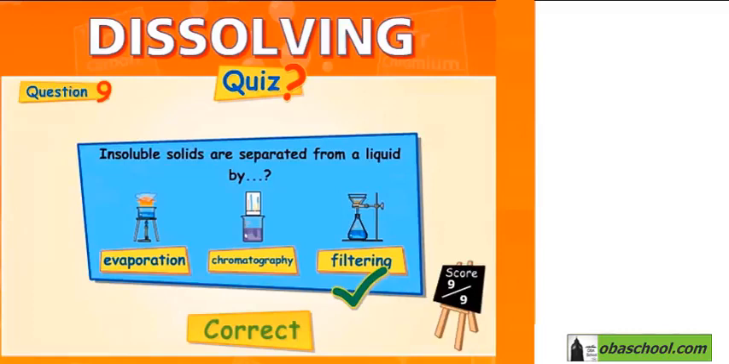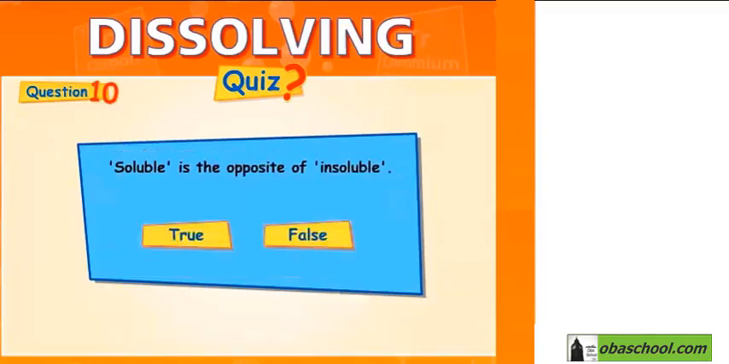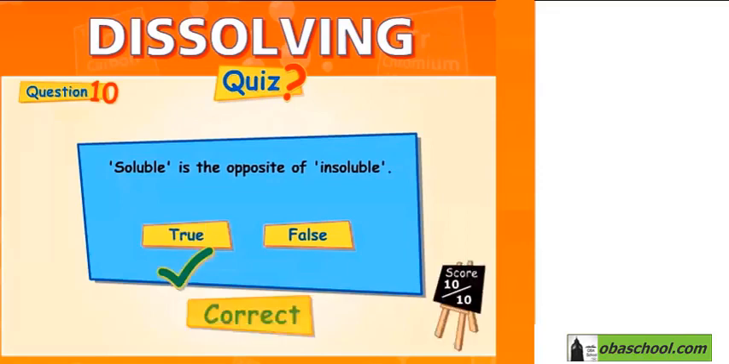If we are going to separate insoluble solids from liquid, we use filtering, whereby we add the mixture into this filter paper or funnel. The liquid goes down into the beaker and the solid remains in the funnel. Soluble is the opposite of insoluble. True or false? True, this is correct.